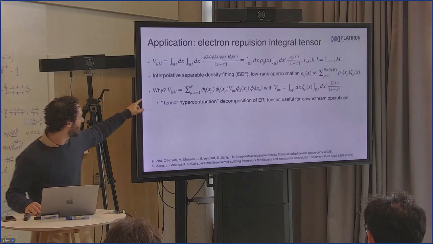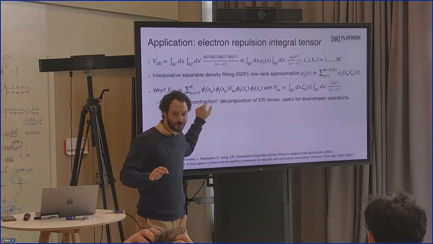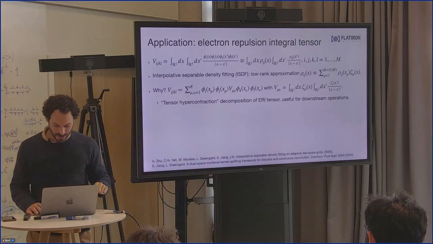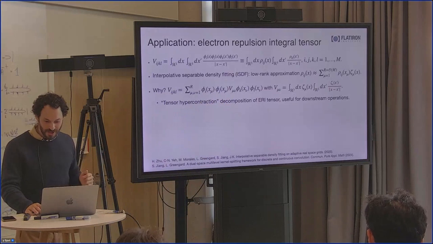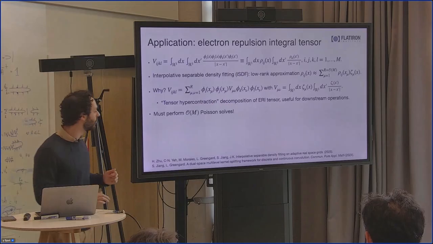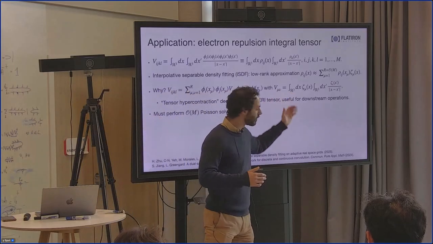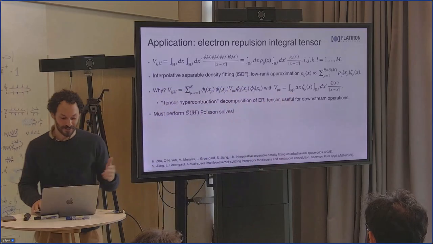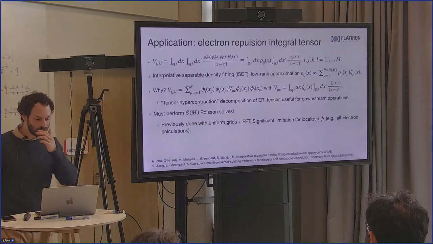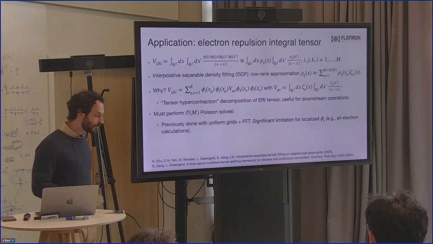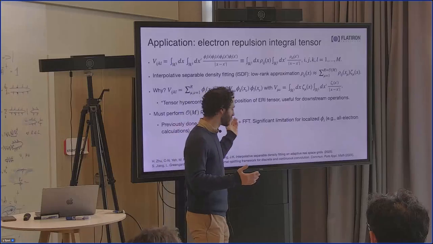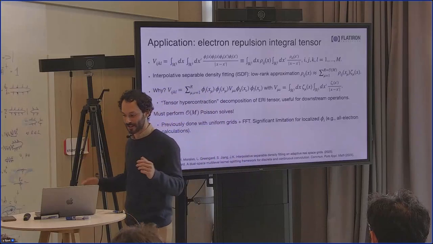Okay, this tensor decomposition format is called tensor hypercontraction. Cool name, and it's useful for downstream operations. So you now have to perform O of m Poisson solves, which is still a good amount of work. And of course, previously, this was done with uniform grids and the FFT, like I told you about at the beginning.